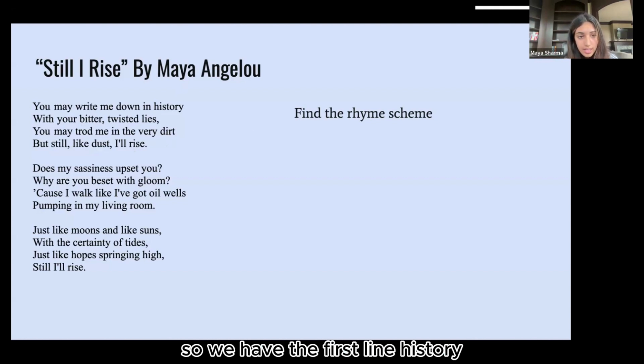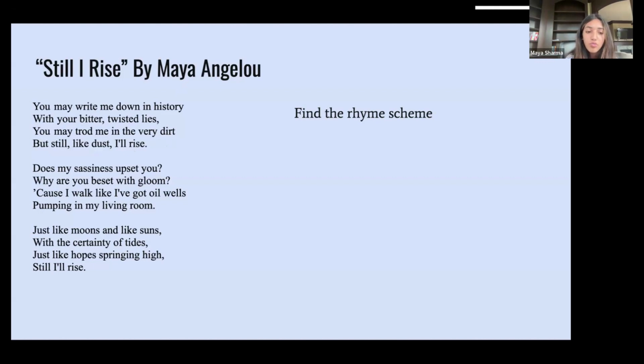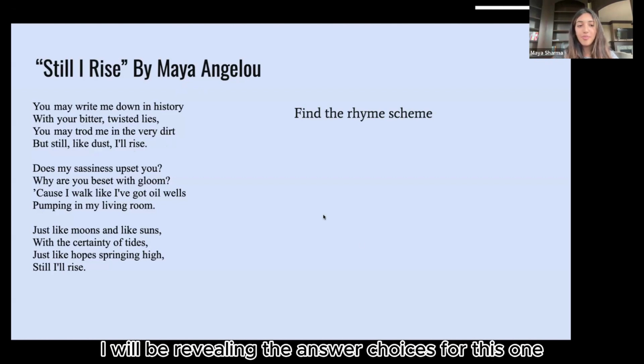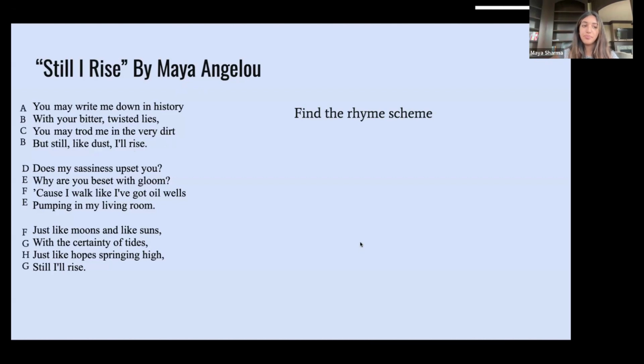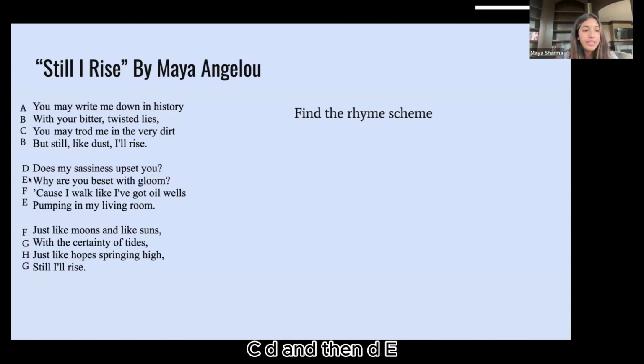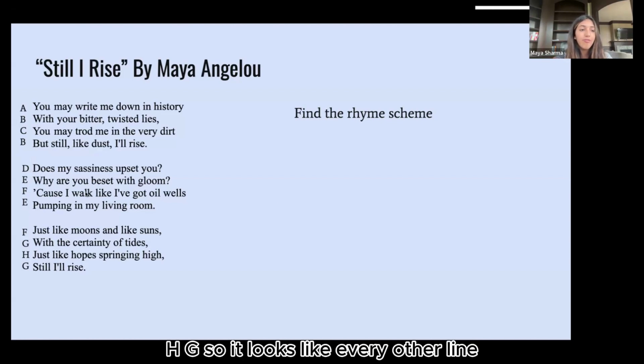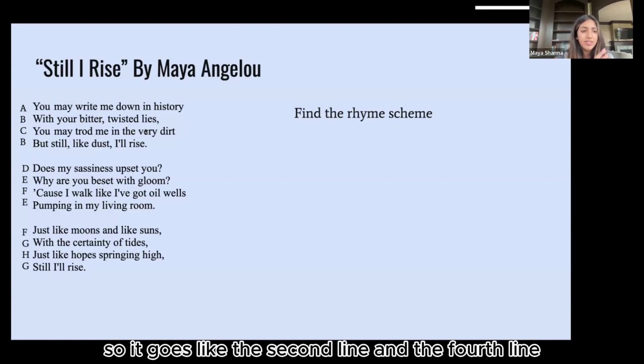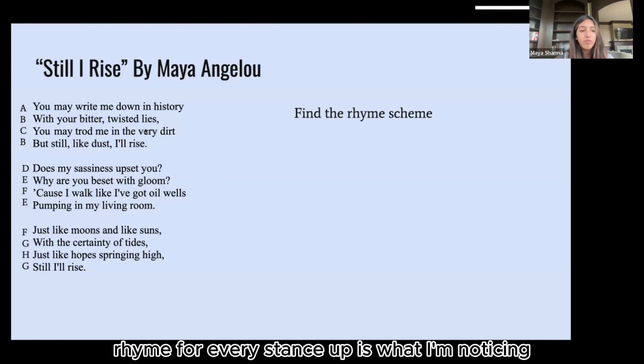So we have in the first line: history, then lies, dirt, rise, you, gloom, wells, room, suns, tides, high, rise. Sorry. Okay, and now I will be revealing the answer choices for this one. So as you can see, we have the rhyme scheme of A, B, C, B, and then D, E, F, E, and G, H, G, H. So it looks like every other line, the second line and then the fourth line rhyme for every stanza, is what I'm noticing.